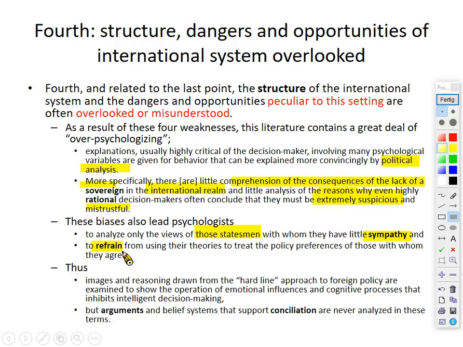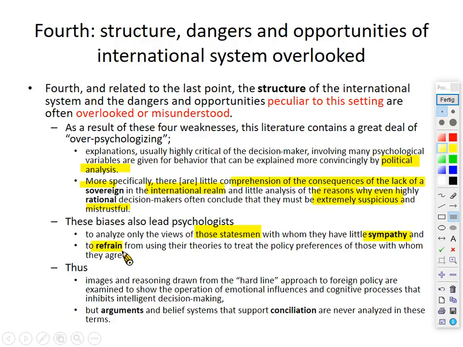So imagine this. If psychologists' analysis only focuses on the people they have no friendship with, no sympathy for, no interest linkage with at all.